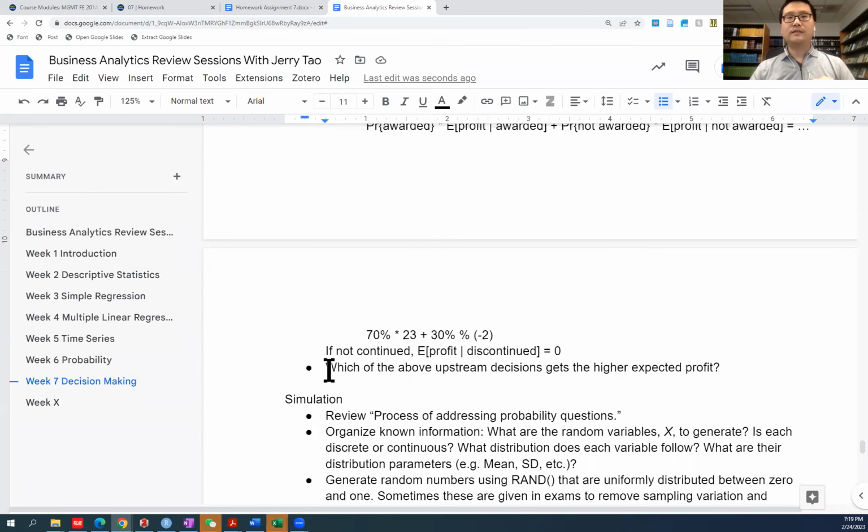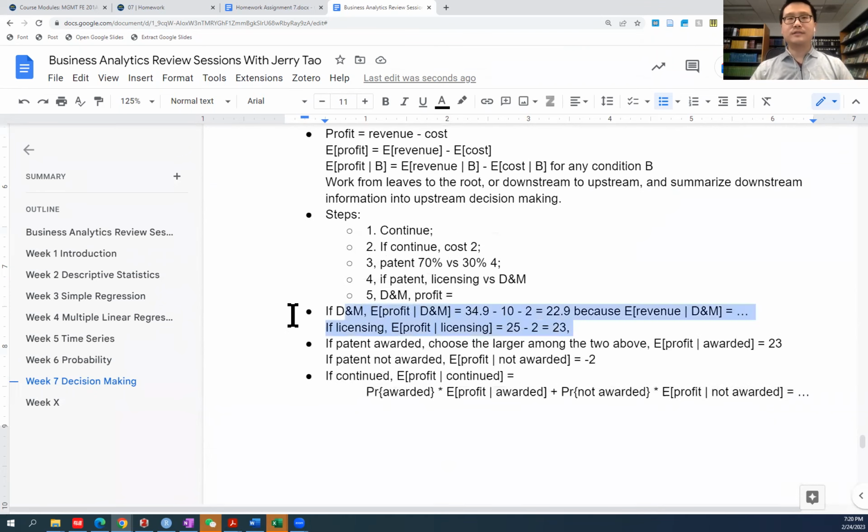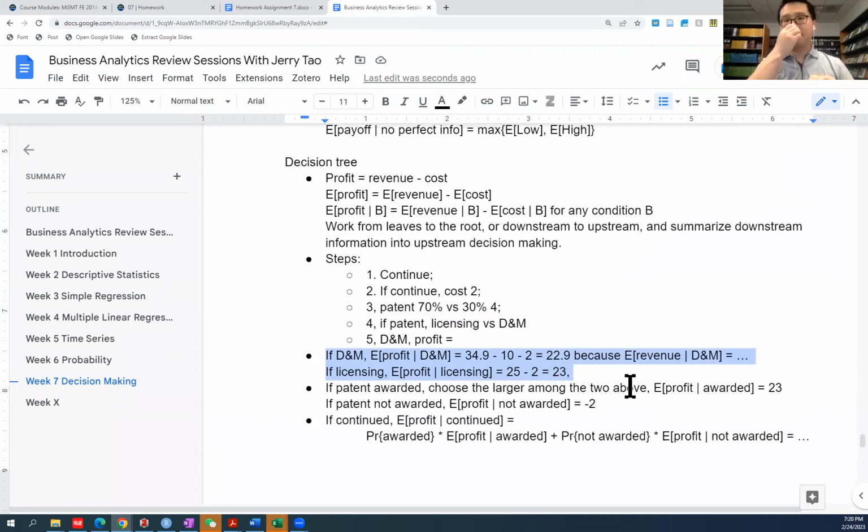So we would choose whatever upstream decision gets the higher expectation if there are no chances coming with it. So for example, for the most downstream decision between development, marketing, and licensing, we do not take an average of these two scenarios, but choose whichever gives the higher profit.